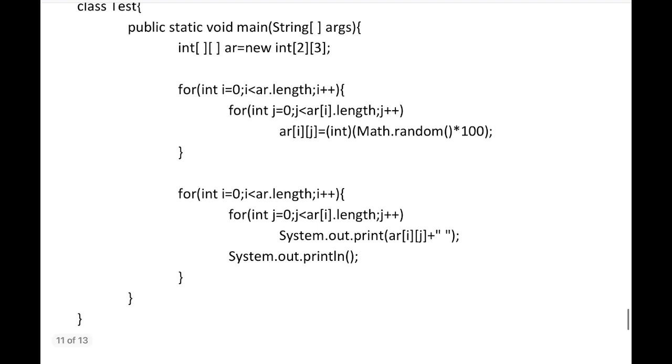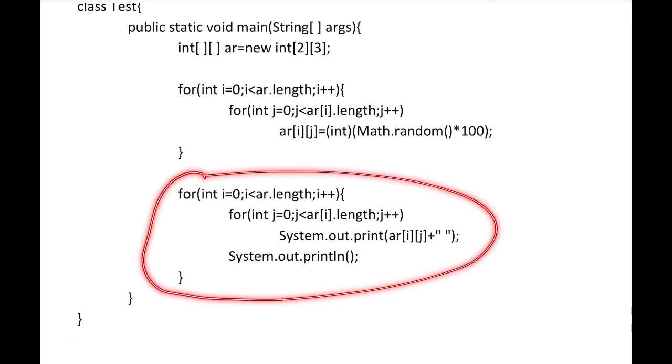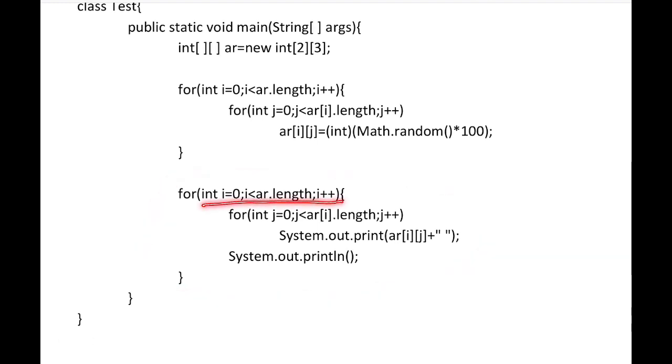So simple. Now this one, this for loop is for printing the element. So for i equal to 0, i less than ar dot length, i plus plus.